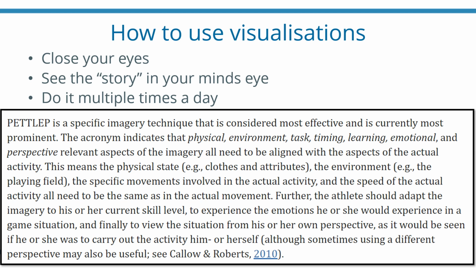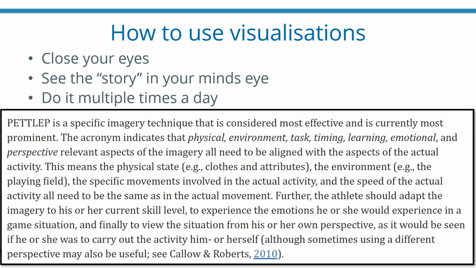The acronym indicates that physical, environment, task, timing, learning, emotional, and perspective relevant aspects of the imagery all need to be aligned with the aspects of the actual activity. This means that the activity state, for example, the clothes and attributes, the environment, the playing field, the specific movements involved in the actual activity and the speed of the actual activity all need to be the same as in the actual movement.